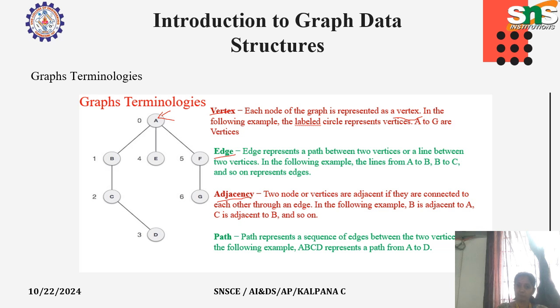Next is path. A path represents a sequence of edges between two vertices. For example, if I say A to D, what is the path? A, B, C, D is the path. Likewise, if I say A to G, A, F, G is the path. So a path is the sequence of links, the sequence of edges between the nodes.